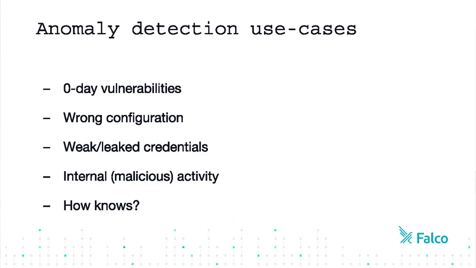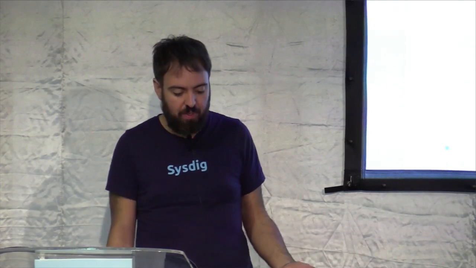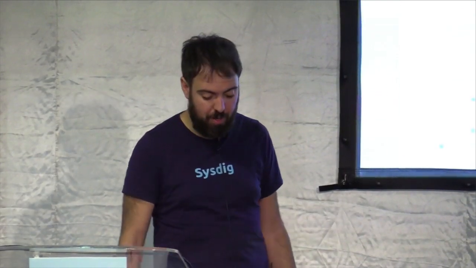What kind of things can we solve with anomaly detection? Well, zero-day vulnerabilities, security issues that there is no CVE for. Or if it's in your code, it's not a public vulnerability, so we can try to prevent those. Wrong configuration: what happens if I just open my service without any authentication? Leaked or weak credentials. Internal malicious activity, someone SSHing into a production server, doing docker exec or kubectl exec, and starting to mess around. Those are examples of things that happen at runtime, and that cannot be prevented using other measures.